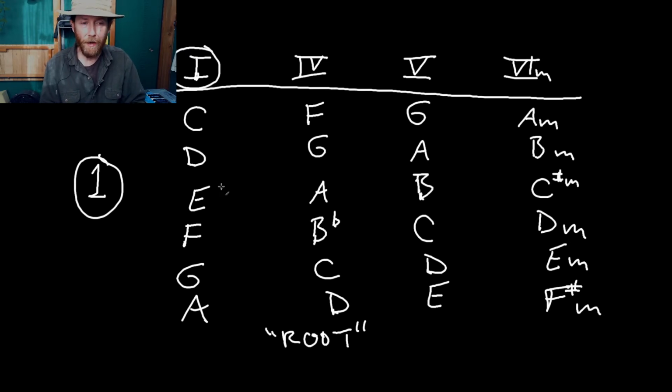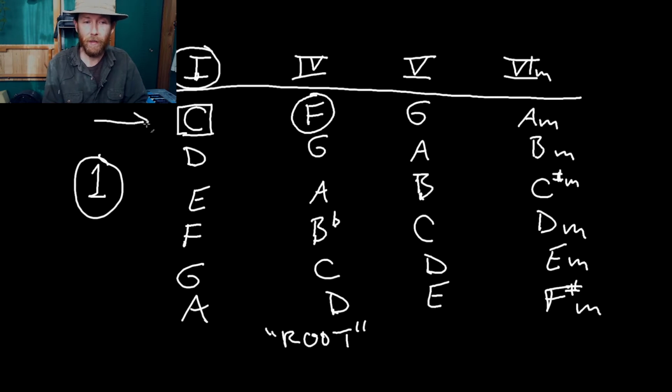So let's look at our F chord. Let's say we're in the key of C, and we're looking at the F chord, which is the 4 chord. The root of the F chord is F, just like the root of the A chord is A, the root of the B chord is B, the root of the G chord is G, and so on. But the tonic of the scale that's in use in this key is going to be C.